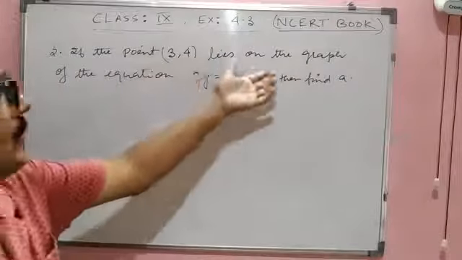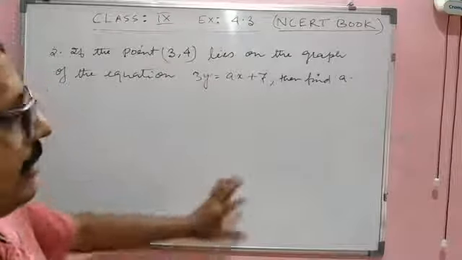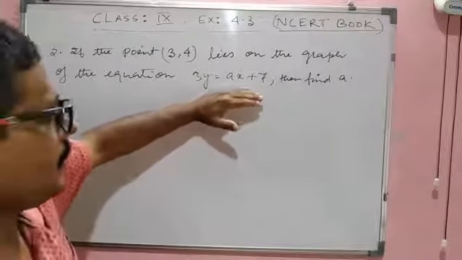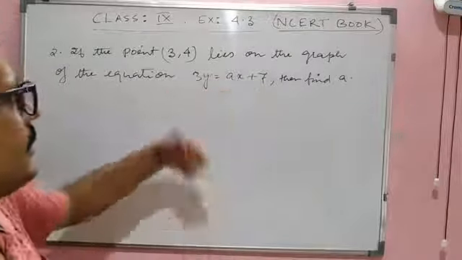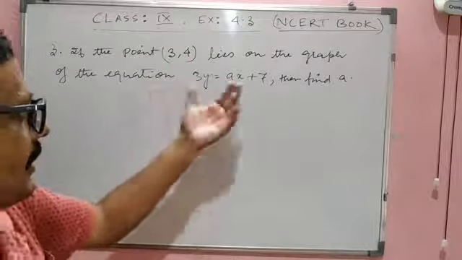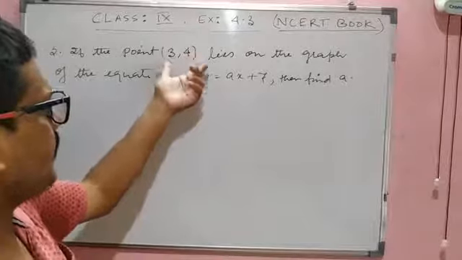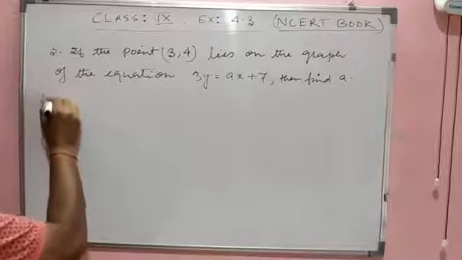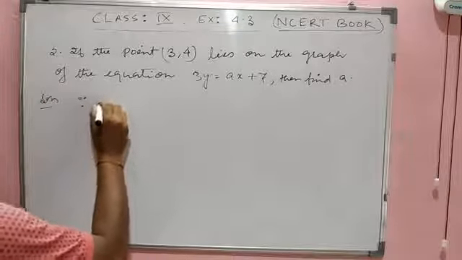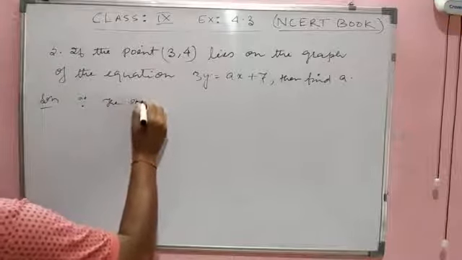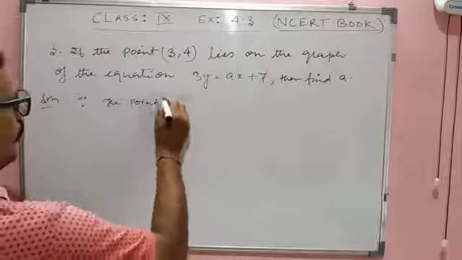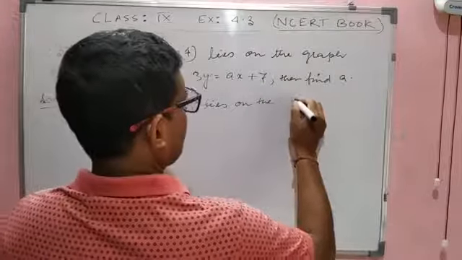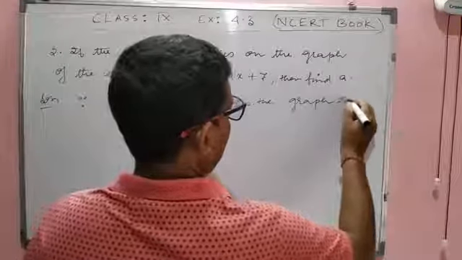This means the point lies on the graph of this equation. If we draw the graph of this equation, definitely it will be a straight line. The graph represented by this equation will be a straight line, and that straight line passes through this point. Since the graph of this equation passes through this point, that means this is a solution of this equation. Okay, so let us see the solution. Since the point 3 comma 4 lies on the graph of the equation.